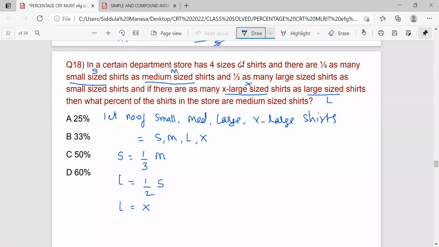Now we don't know any value. What fractions are there in the question? Here, if you want to know the value of S, you have to know the value of M. So that means we need to assign some good value to the medium sized shirts.